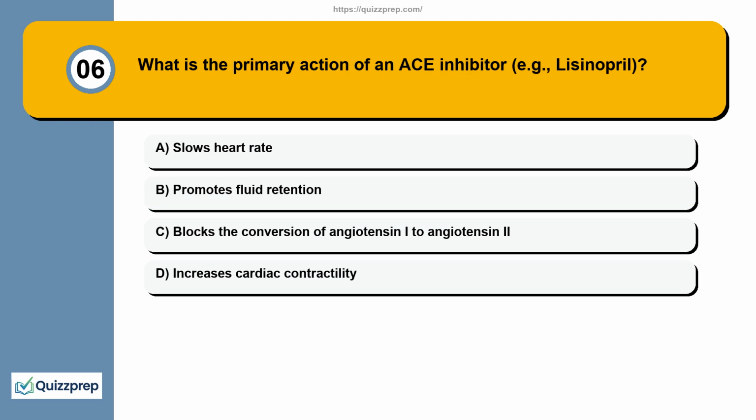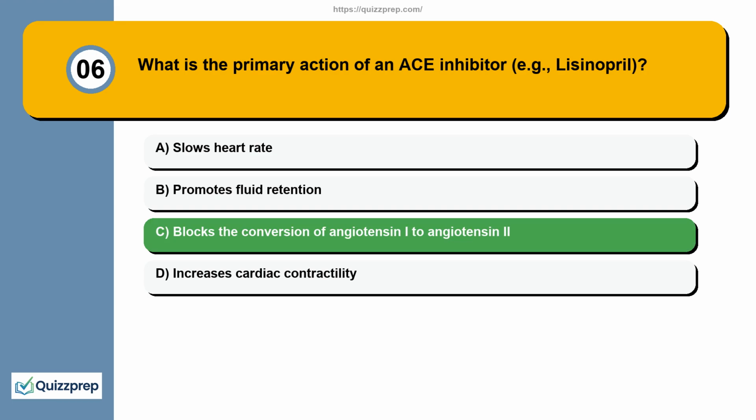Question 6. What is the primary action of an ACE inhibitor, example, lisinopril? Here are your options. Option A. Slows heart rate. Option B. Promotes fluid retention. Option C. Blocks the conversion of angiotensin I to angiotensin II. Option D. Increases cardiac contractility.